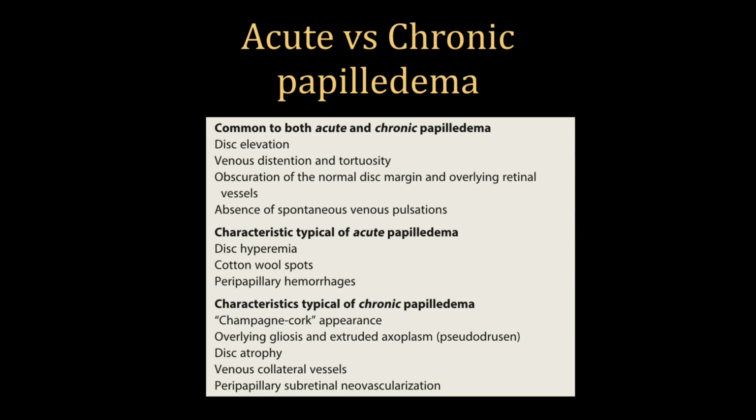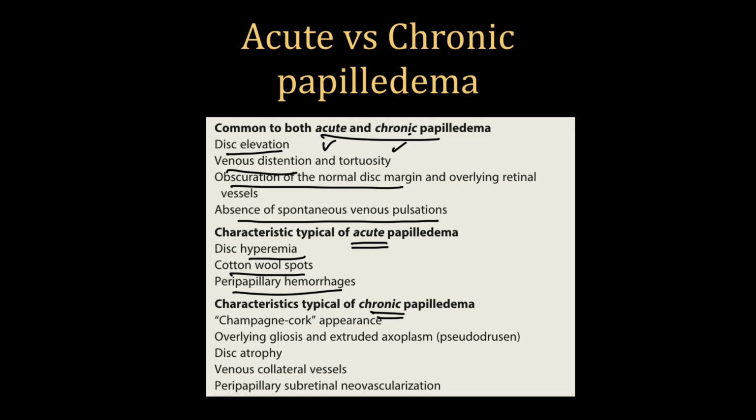Now, this table clearly tells the differences between acute and chronic papilledema. See, the features which are common for both: the disc is elevated, the veins are distended, there is obscuration of disc margin, there is absence of spontaneous venous pulsation. Okay, those are the features common to both acute and chronic, but only acute will have hyperemia, cotton wool spots, and peripapillary hemorrhages, and only chronic will have the champagne cork appearance and overlying gliosis, and disc atrophy as it progresses later.